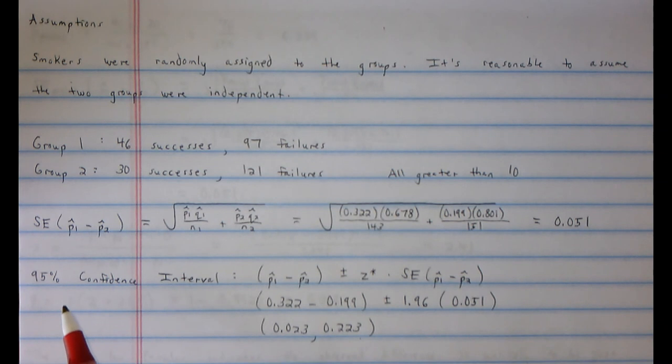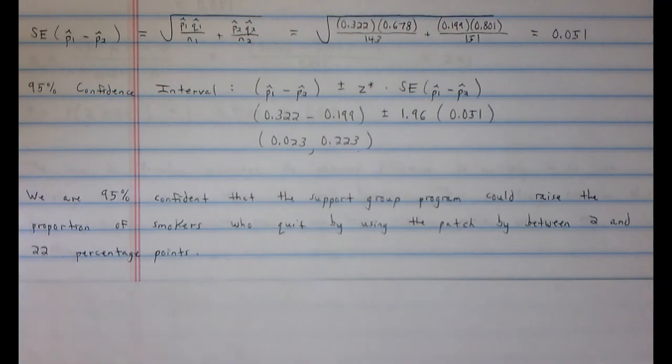Let's set up a 95% confidence interval. So we'll take the difference of our observed sample proportions plus or minus the critical value z star times the standard error that we just calculated. So here's the difference of the sample proportions. Z star would be 1.96, and we just found the standard error to be 0.051. So the confidence interval is 0.023 to 0.223.